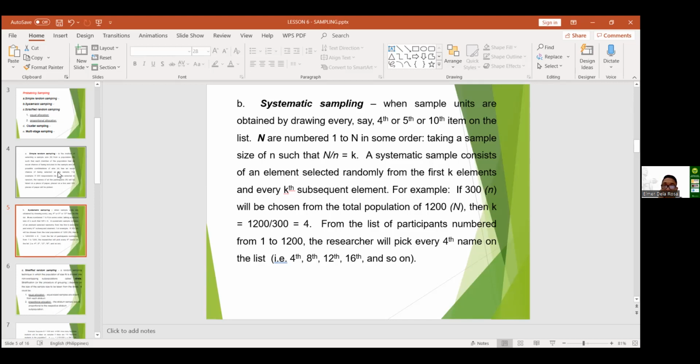Okay? Do I hear a yes if this is clear? Systematic sampling? Yes, sir. Yes po. Dali lang maintindihan, di ba? But just divide it and then yun yung position ng first element and then skip count ka na lang.